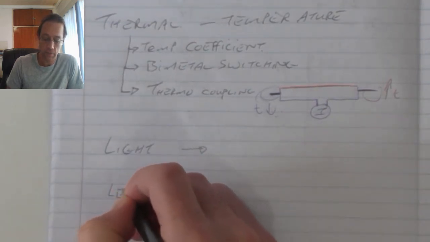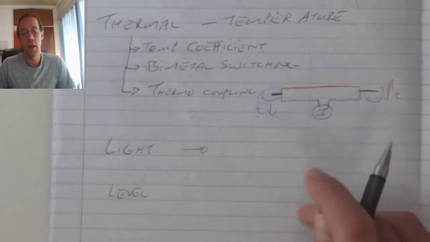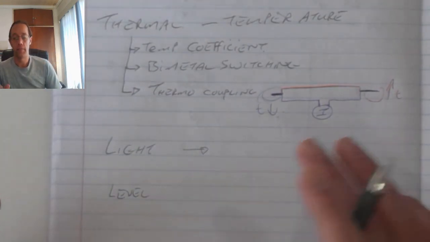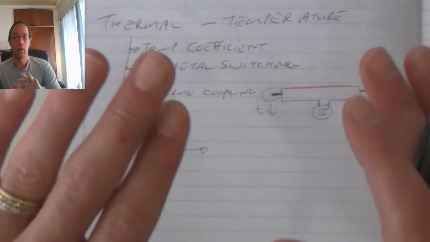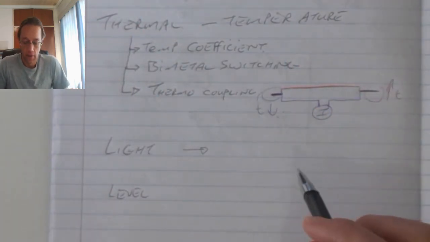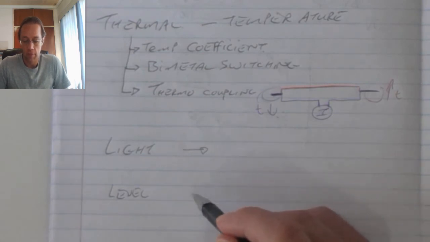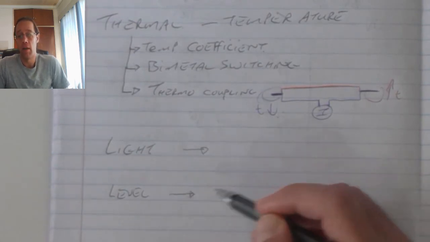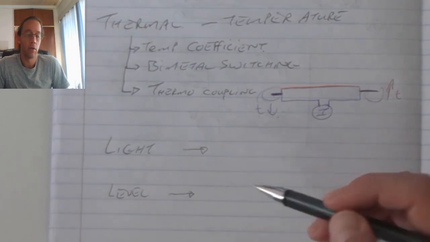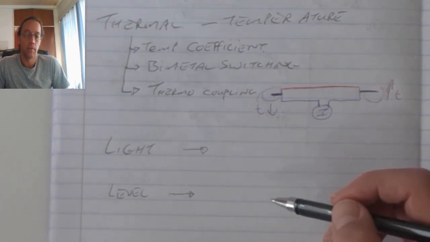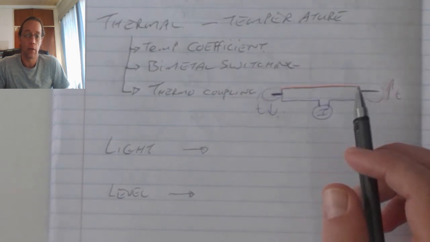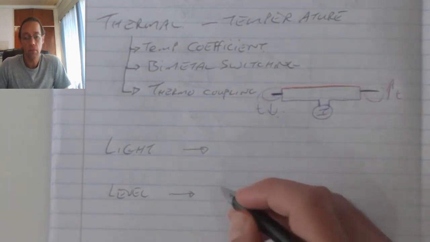Next, level sensing. This could be one of two methods. Number one, the level, in other words the angle at which something is held. That could be done by means of a conductive liquid placed in a vacuum tube, and then the angle of the vacuum tube will determine the angle at which that container is being held.